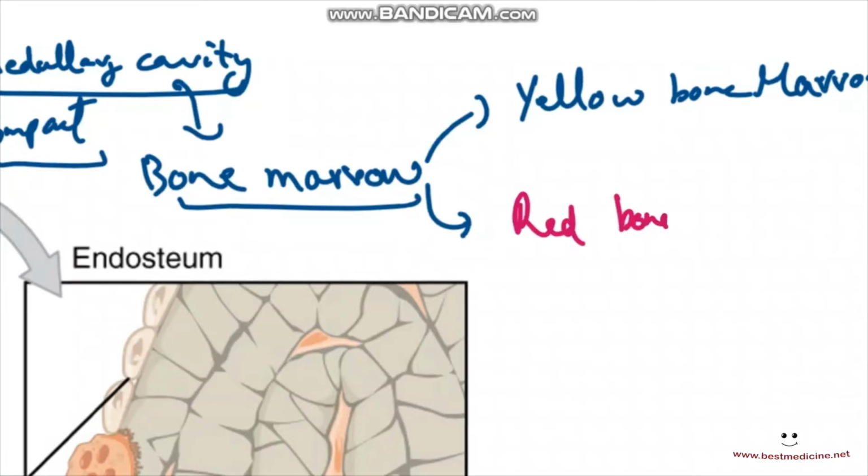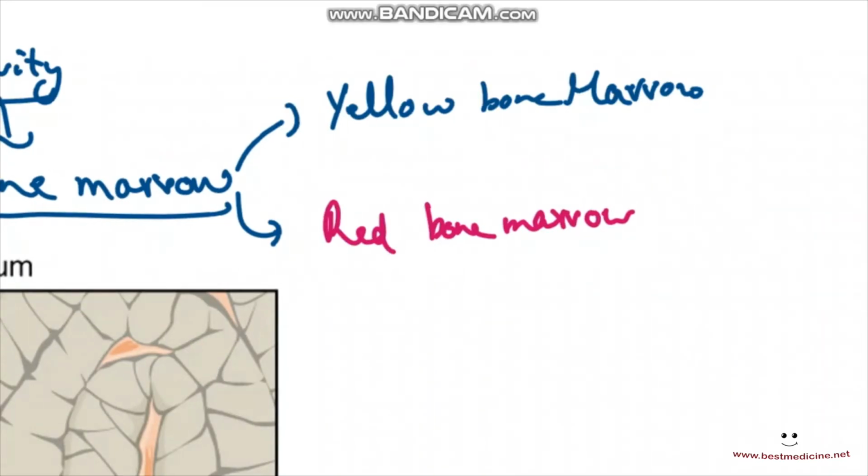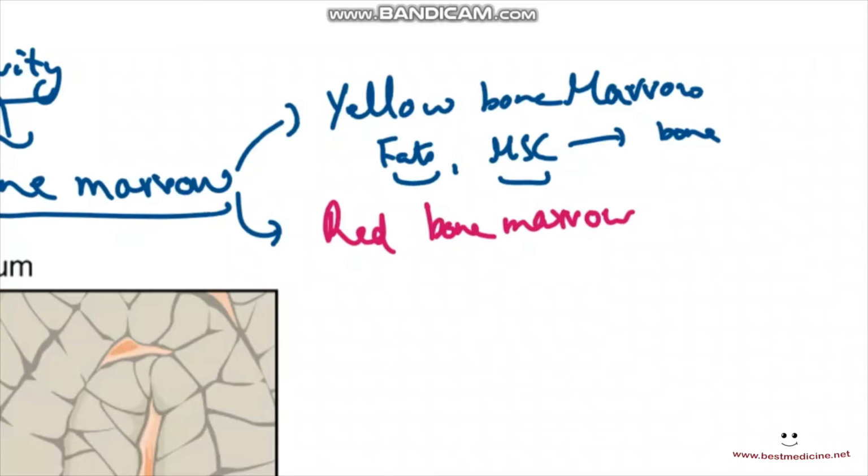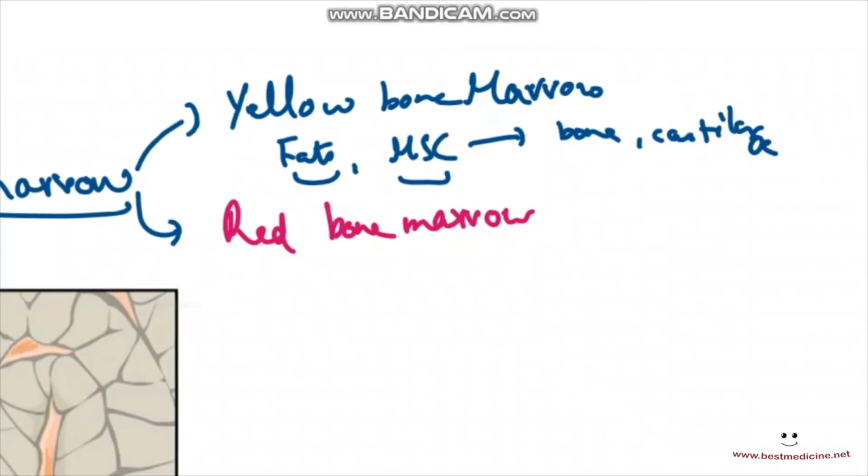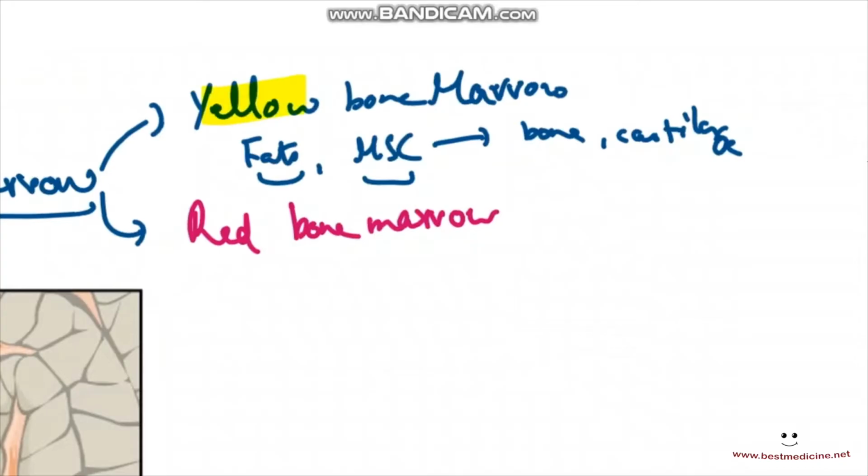Okay, any guesses as to the functions of yellow and red bone marrows? Well, the yellow bone marrow contains a store of fats. It also has mesenchymal stem cells that can form new bone and cartilage. Okay, so mesenchymal stem cells can divide to form cells of the bone and cells of the cartilage. So that's what the yellow bone marrow function is. And the reason why it's colored yellow is because of the fats and the fatty deposits and basically the adipocytes that are present inside the yellow bone marrow, and it appears very yellow.